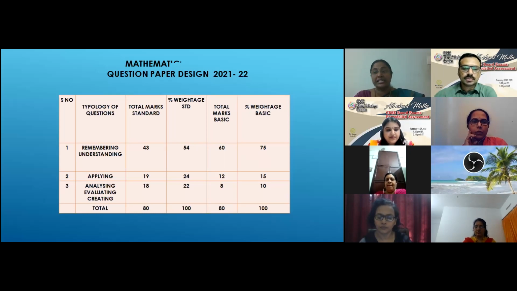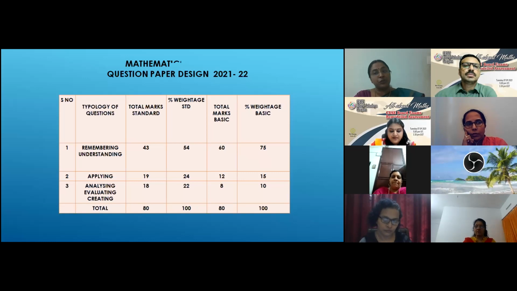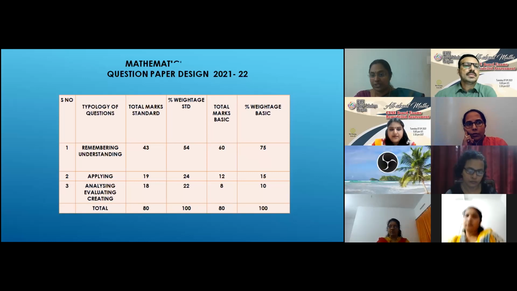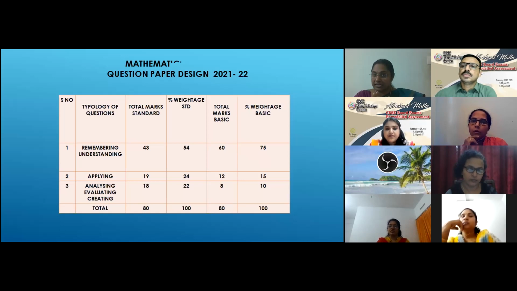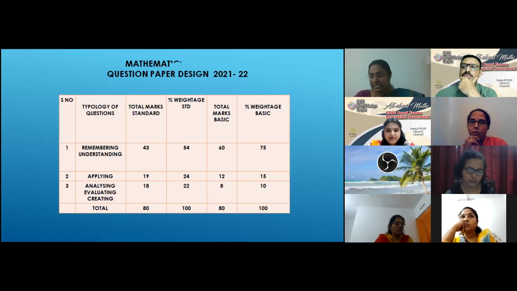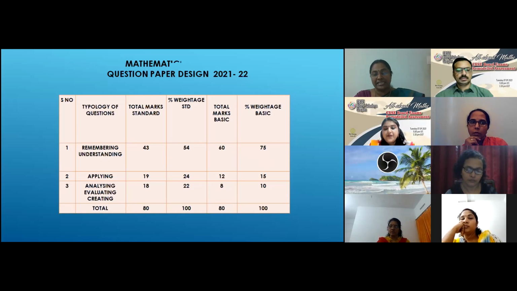But this thing is very important for us. Only the relevant things I have taken from there. This is the typology of questions. You know Bloom's taxonomy. Typology of questions, usually we take from this criteria, from Bloom's taxonomy. Second last year, according to mathematics, they have clubbed the third one, that is analyzing, evaluating and creating. They have clubbed it together.